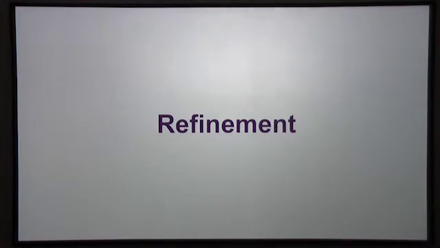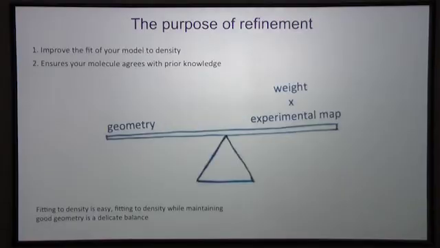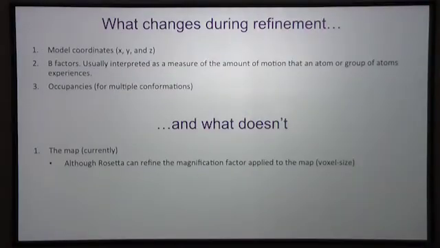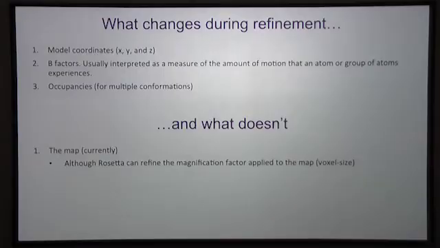So once you've built your particular model, then you need to do some form of refinement. And the purpose of the refinement is to improve the fit of your model to the density, and also to ensure that your model fits with prior knowledge, what we know about protein structures, what we know about chemistry. Fitting to density is actually really easy, but maintaining stereochemistry while you do that fitting requires a delicate balance. So what changes during model refinement are the coordinates x, y, and z, and the B factors, which are usually interpreted as a measure of the amount of motion a particular atom or group of atoms is undergoing. And then we can also refine, often at higher resolution, multiple occupancies, where we see side chains in different conformations.